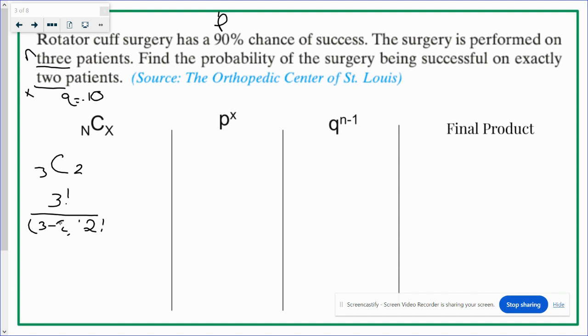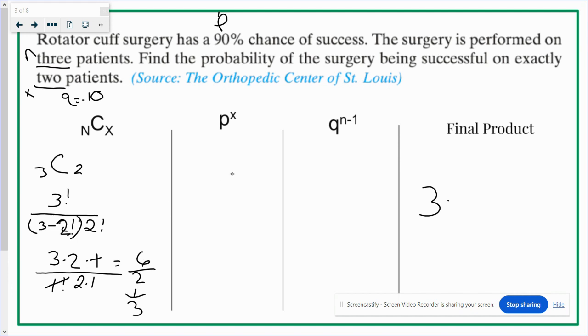3 factorial would be 3 times 2 times 1. 3 minus 2 factorial would just be 1 factorial. So that cancels out with the 1, and then we still have 2 factorial on the bottom, which is 2 times 1. 3 times 2 is 6, 2 times 1 is 2, 6 over 2 is 3. So I'm going to write that over here in my final product.